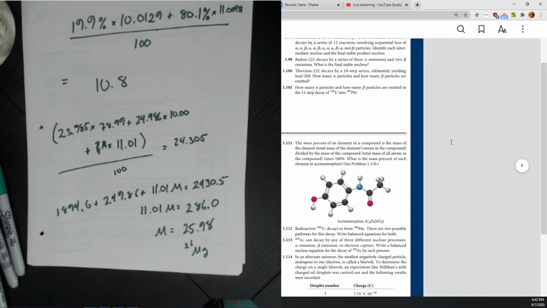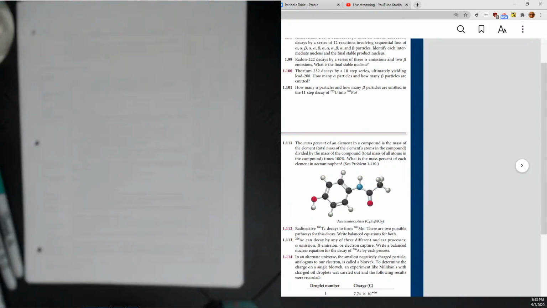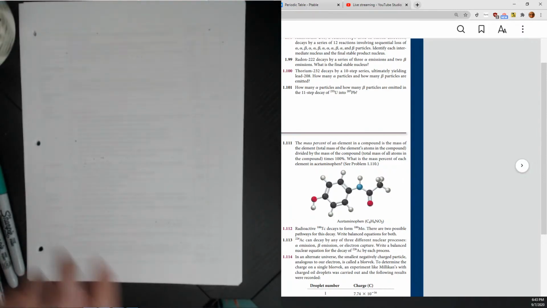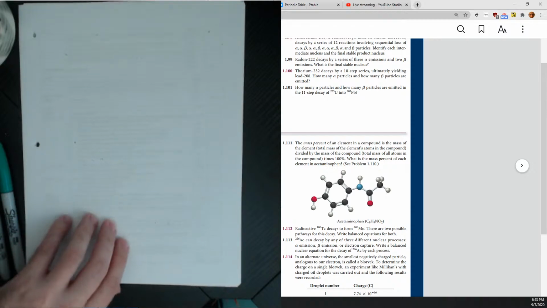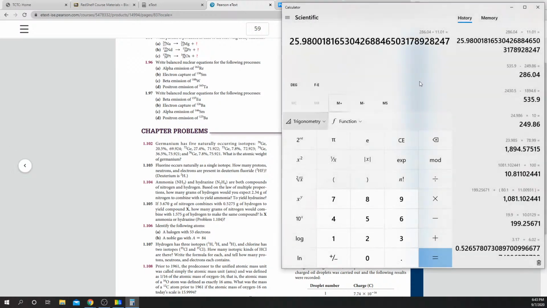Germanium has 5 naturally occurring isotopes. What is the atomic weight of germanium? All right, so it gives the abundance and the mass of each. Okay, this is a very straightforward multiplication, addition, and then division problem. So I'm not even going to write it down. I'm just going to plug all of those numbers into the calculator.